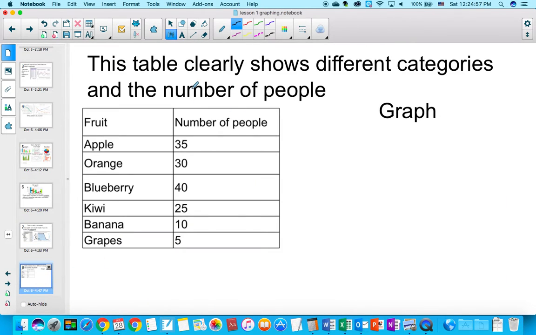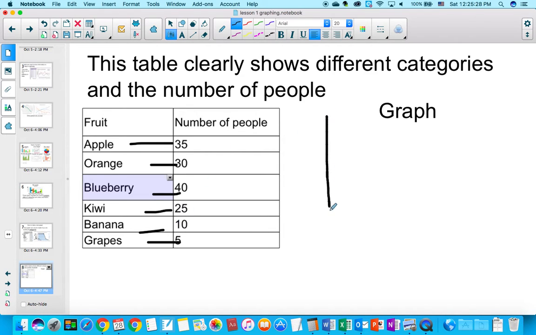So here we have a table that shows different categories and the number of people. Here we have fruit and number of people. So we have apple 35, orange 30, blueberry 40, kiwi 25, banana 10, and grapes 5. And with this graph, let's just say it's the number of people who like the fruit. So we have 35 people who like apples, 30 who like oranges, 40 who like blueberry, and so on and so forth. Well, we can create a bar graph, right?